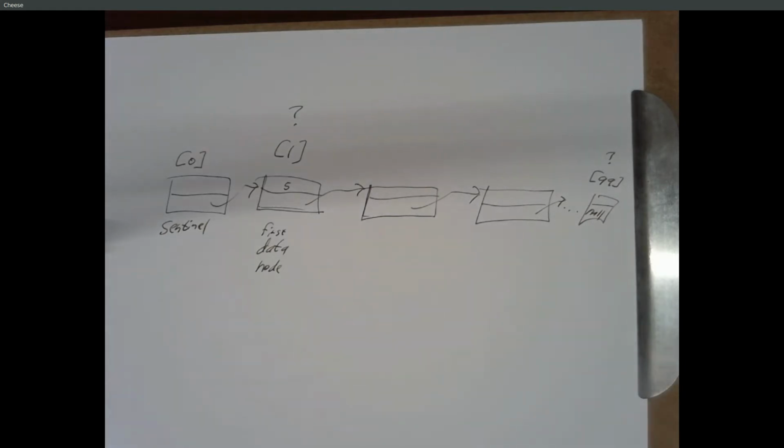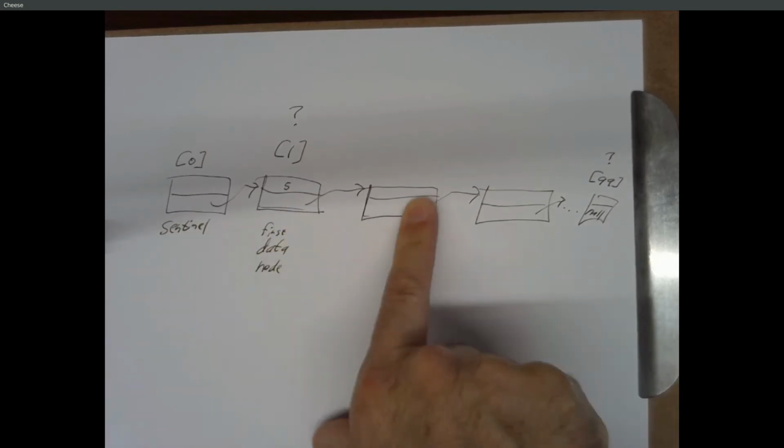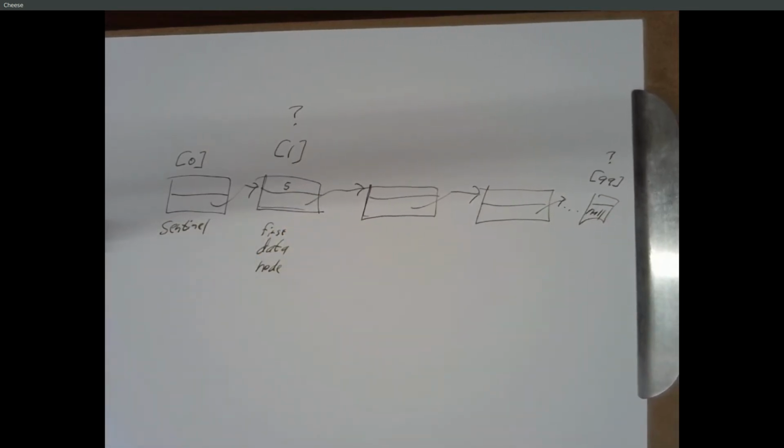How do you know if your list is full? See if you can get a node. Call your getNode function. If it returns null, your list is full. Or start here and follow the list of nodes and see if you've gone down 99 nodes.